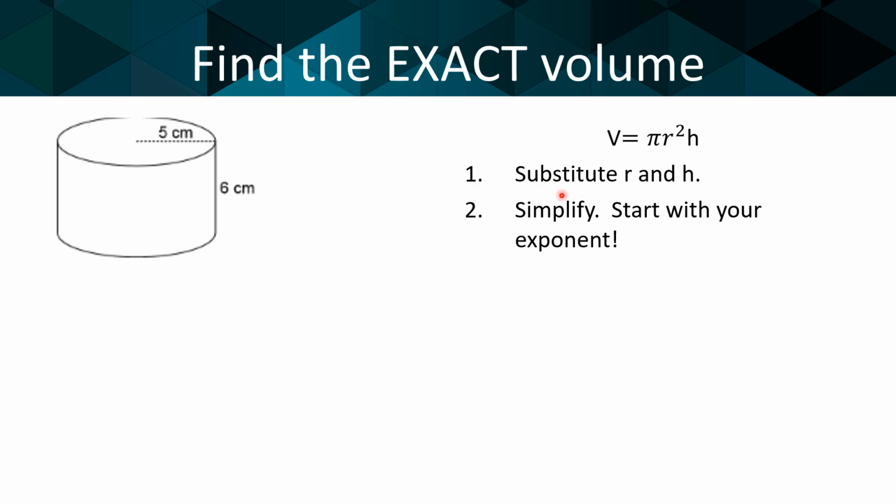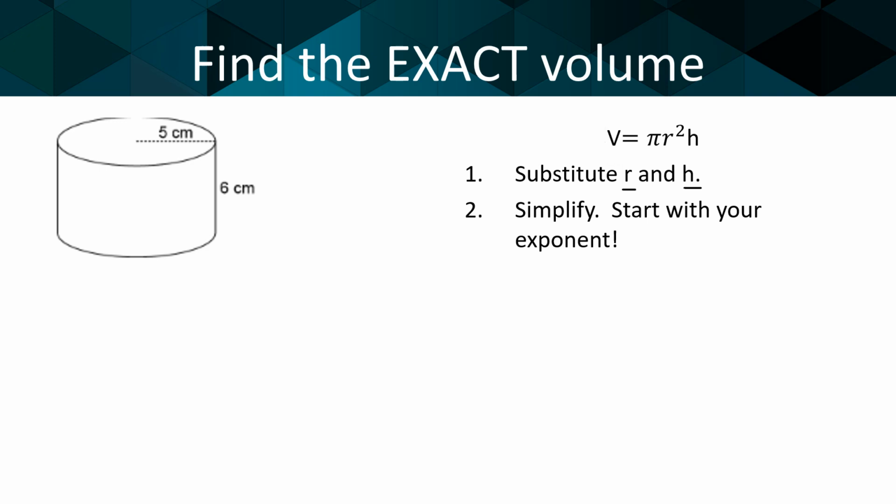Substitute R and H. What do we substitute? Our radius and our height. And then we simplify. But we find the exact volume. That means pi will stay pi. We're not going to touch pi as we simplify and solve this equation. So let me grab my pen and let's dive right into this. Our first step is to substitute R and H in our formula.